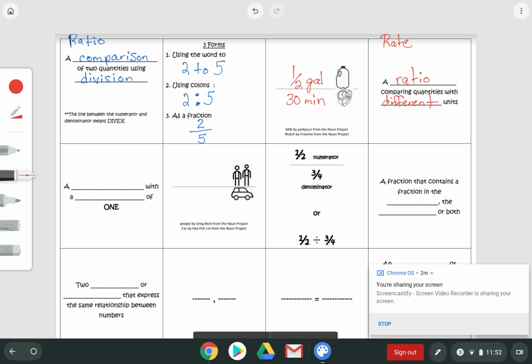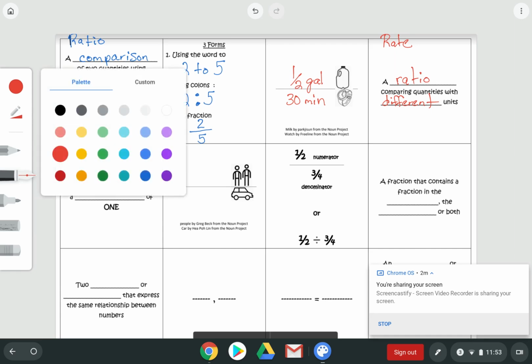So if you notice, our units are gallons and minutes. They're different because gallon is measuring volume and minutes is measuring time. Those are two totally different concepts. So that's why it's a rate, because we have different units.